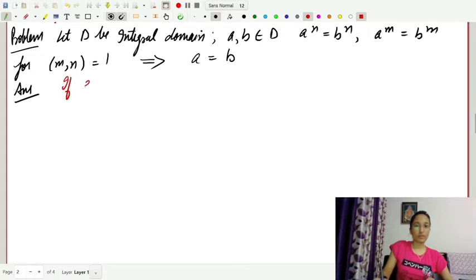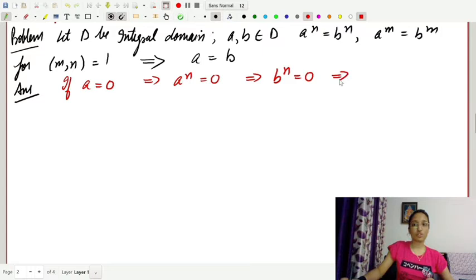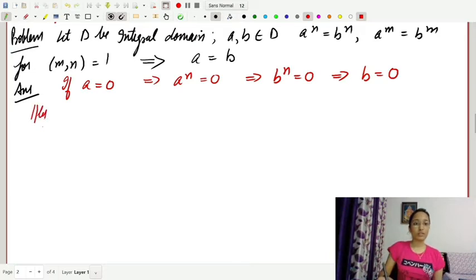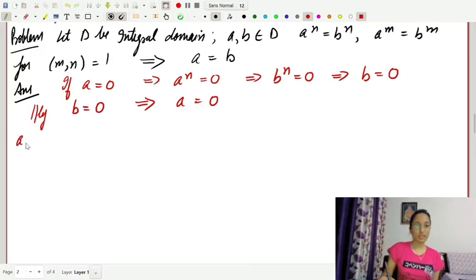If a is equal to 0, then it would imply a^n is equal to 0, which in turn implies b^n is equal to 0, which in turn implies b is equal to 0. Therefore, a is equal to b. Similarly, if b is equal to 0, we would arrive at the conclusion that a is equal to 0 and hence a is equal to b. Therefore, we assume that a and b are both non-zero.